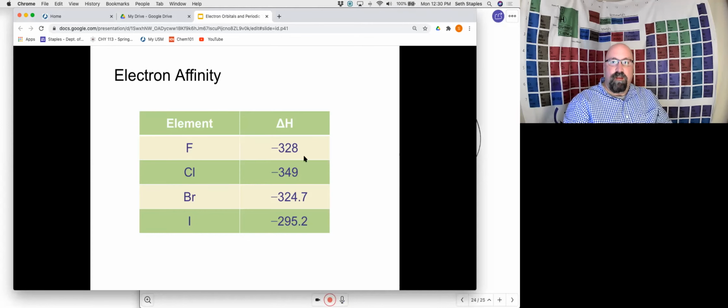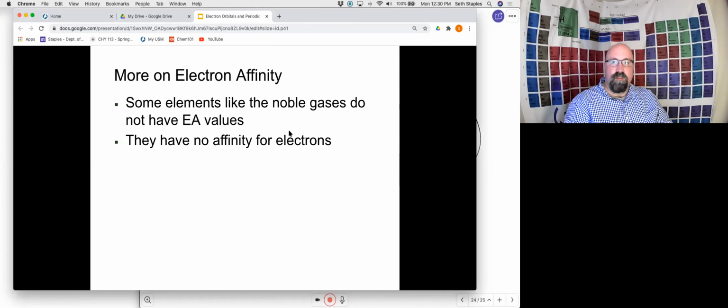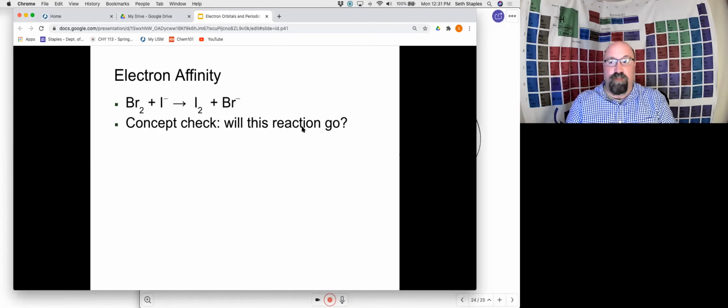And so we can see that here, if we're looking at our halogens, it's most energetically favorable. The most energy is released for fluorine as compared to iodine. So electron affinity increases up and to the right. Noble gases don't have any electron affinity values because they don't have an affinity for electrons. They don't want any more electrons. They are happy just the way they are. They really don't want to accept any more electrons, and so they don't have electron affinity values.